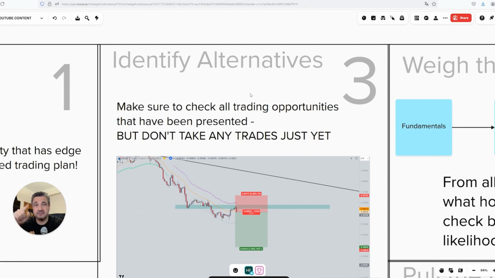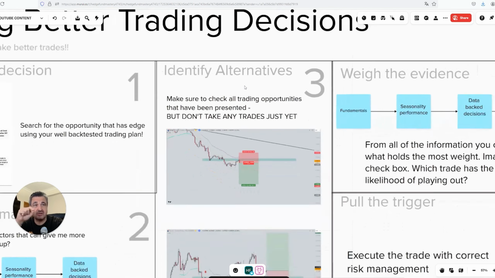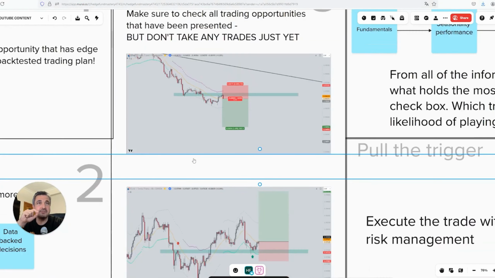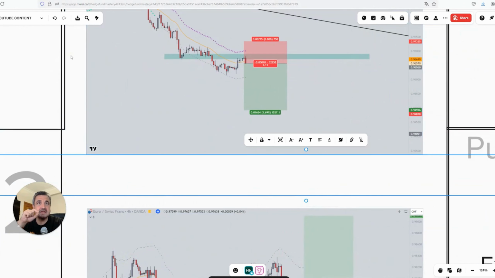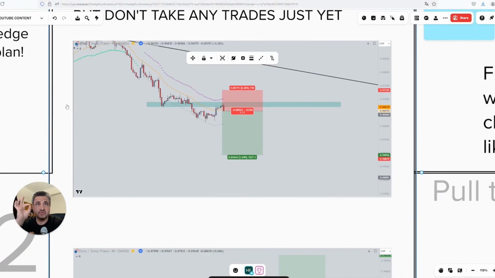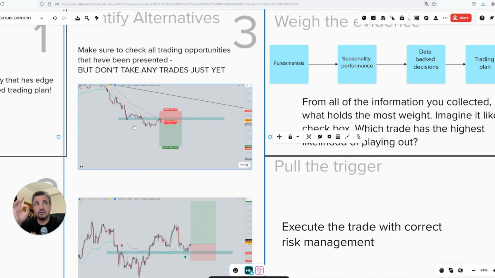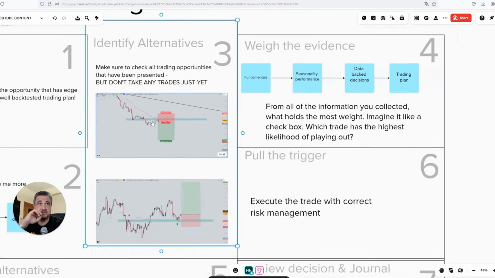So identify alternatives. By the way, why do we employ that process? We employ that process because it widens our way of thinking. This becomes our nature of making decisions and going to market, okay? So here we have examples. These are two different Swiss franc opportunities, right? So again, identify the alternatives.